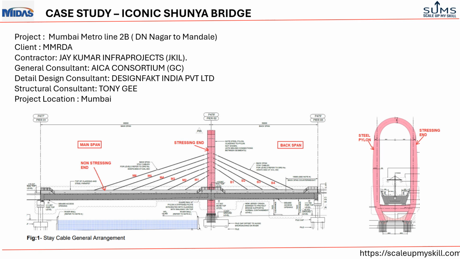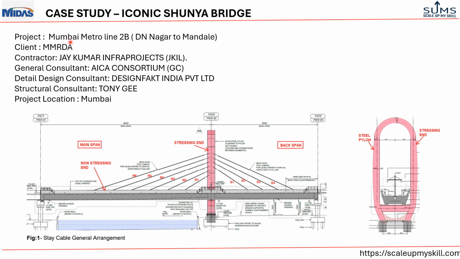Let us discuss the case study for today, the iconic Shunya bridge. So the iconic Shunya bridge has a pylon in the shape of 0. The magenta color shown here is a steel pylon. This is the shape of 0, and the bridge is basically 130 meter long with an 80-meter main span and a 50-meter back span. The main span is crossing the Wakola Nala crossing, which is a river structure, and the back span is over the existing road here.